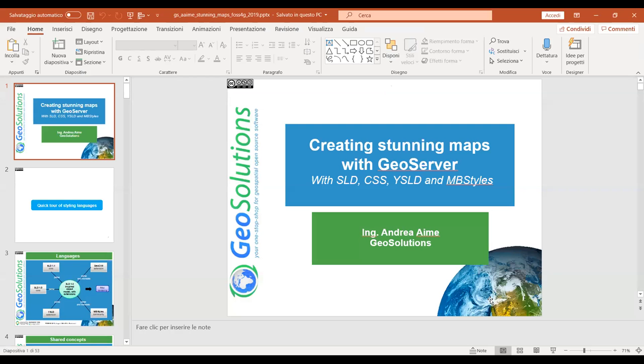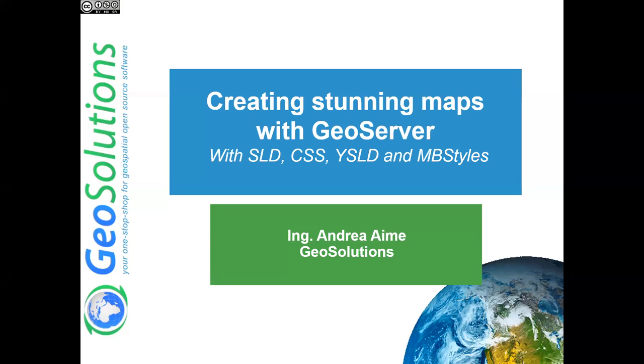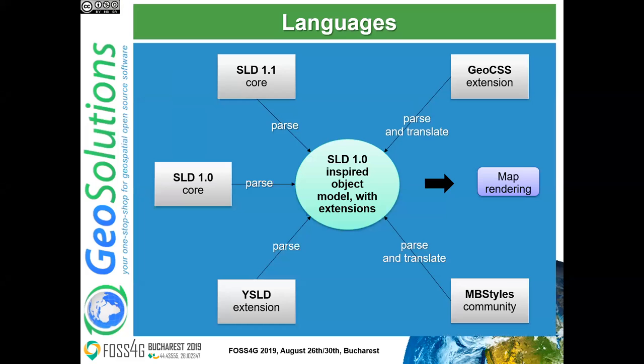Okay, so this is a presentation that I typically run at FOSS4G, and it compares quickly four styling languages that we support in GeoServer. So in GeoServer, there is a core. The core is actually a set of Java classes, which are inspired in terms of objects, properties, and relationships by SLD 1.0. And then there are a set of parsers around it that can turn one specific syntax into this SLD 1.0 inspired model. So of course we have the SLD 1.0 parser for XML that parses into the model. We have one for SLD 1.1.